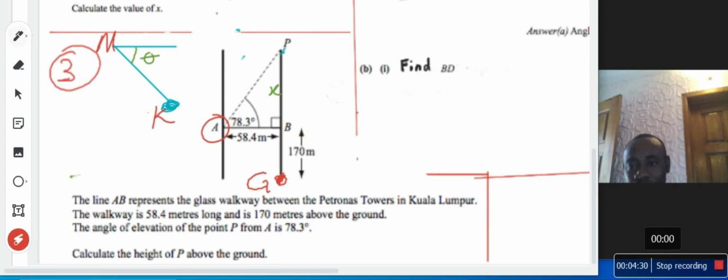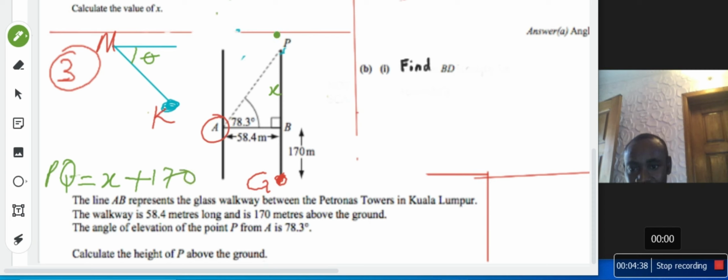So I'm not going to do that. I will just tell you that PG will be equal to what we found for X plus 170. Is it PG or PQ? PG. I said something and I read something else. PG is just X plus that 170. From here to here is this 170 plus the X, and you can find X using tan. Tan 78.3 is equal to X over that.